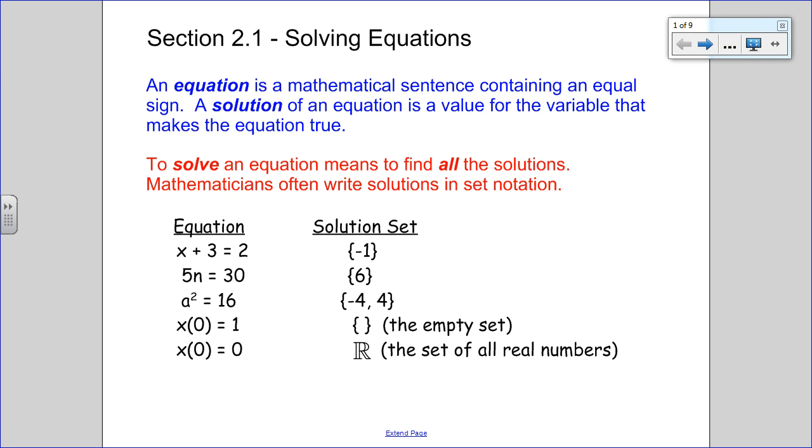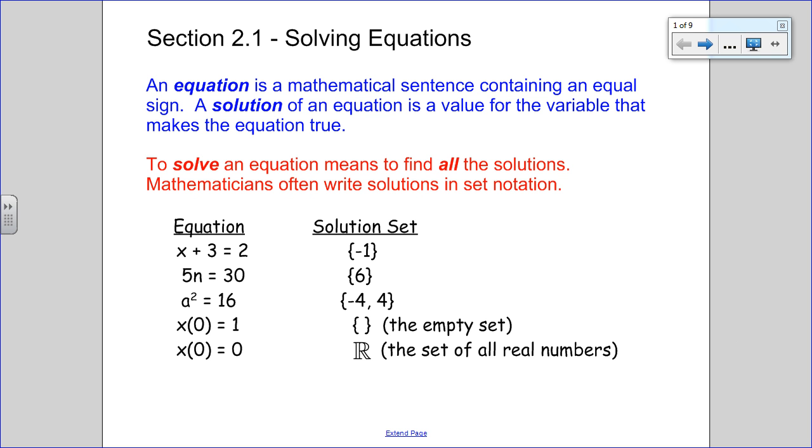Section 2.1 of your textbook introduces the topic of solving equations. Remember that an equation is a mathematical sentence containing an equal sign. And a solution of an equation is a value for the variable that makes the equation true. To solve an equation means to find all the solutions of that equation. So mathematicians often write solutions in set notation.